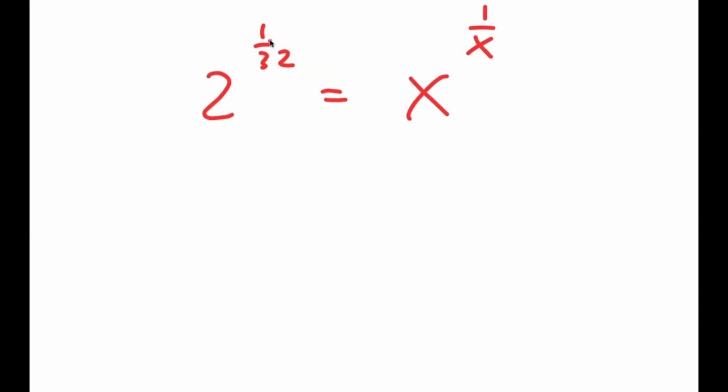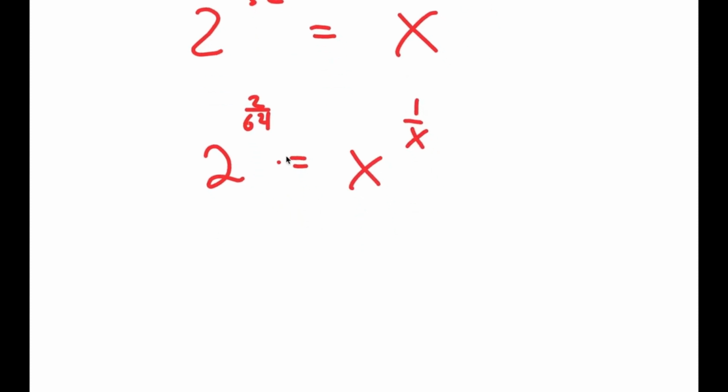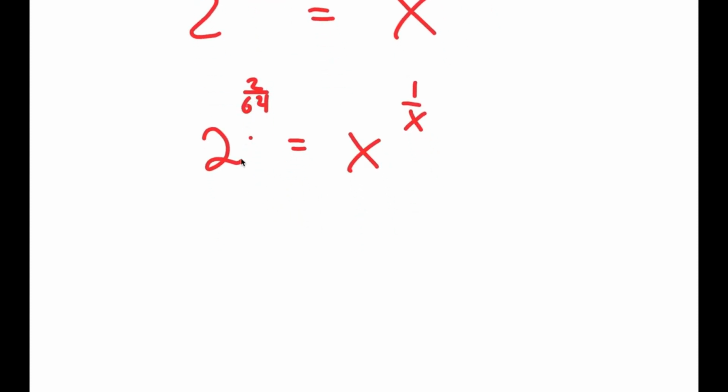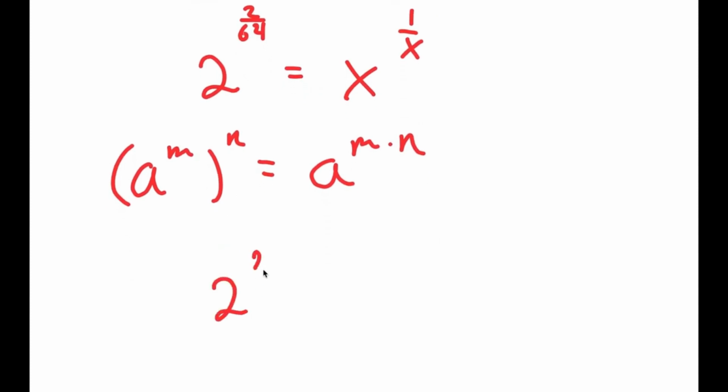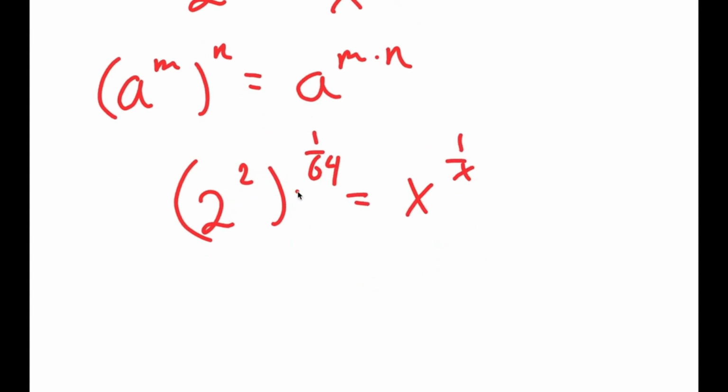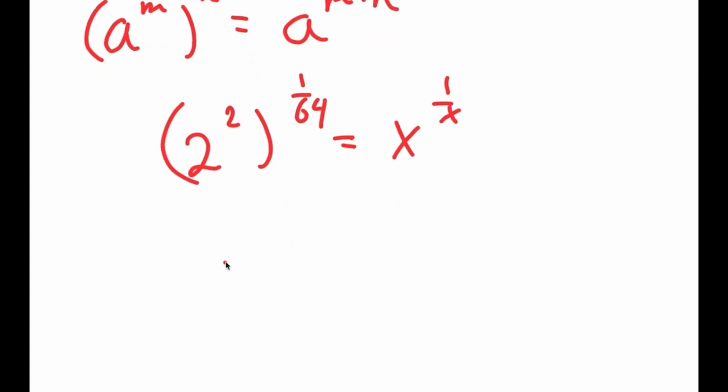Well, what we can do is rewrite 1 over 32 as 2 over 64. And remember, if I have something in the form a to the power of n to the power of m, this is equal to a to the power of n times m. So I can reverse this and rewrite this as 2 to the power of 2 to the power of 1 over 64. And 2 to the power of 2 is 4, so I get 4 to the power of 1 over 64 is equal to x to the power of 1 over x.